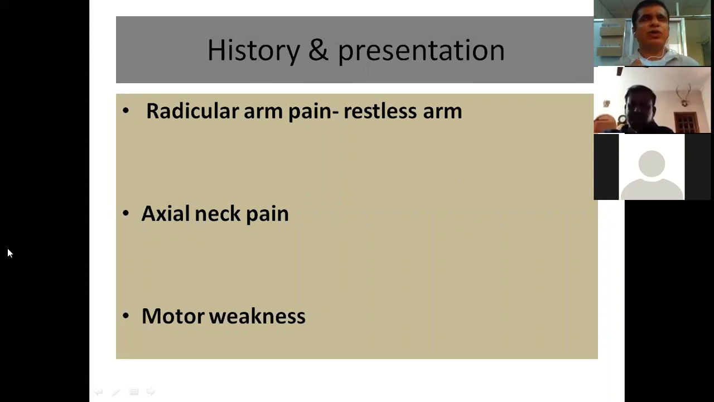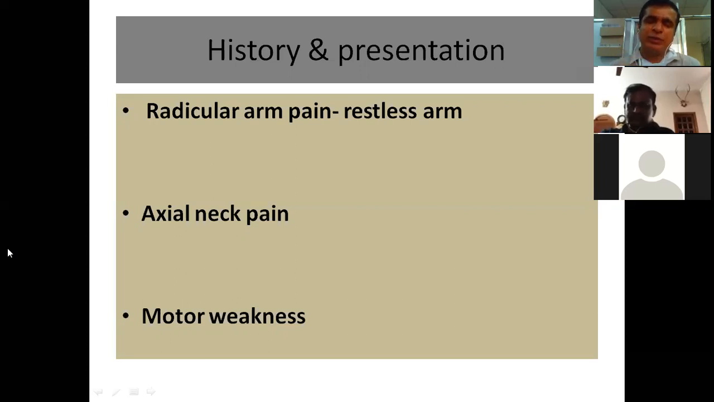So what kind of motor weakness does the patient usually present with? The most common nerve roots involved in cervical radiculopathy are the C5 root, shoulder abduction; the C6 root, elbow flexion; and the C7 root, elbow extension. These are the three most common roots involved. C5, shoulder abduction; elbow flexion by C6; C7 is triceps, elbow extension. Usually, the patient will not tell the motor weakness, except in C5 radiculopathy.